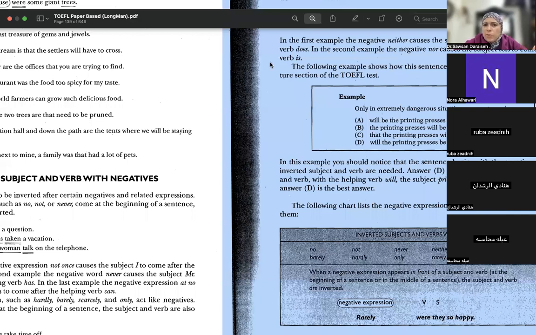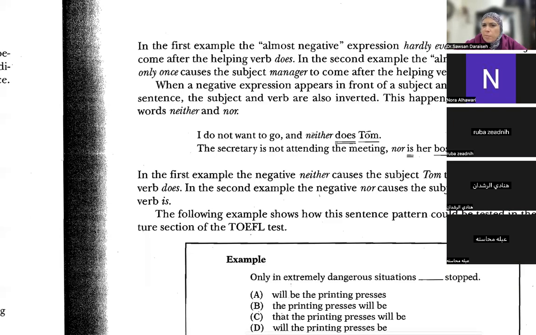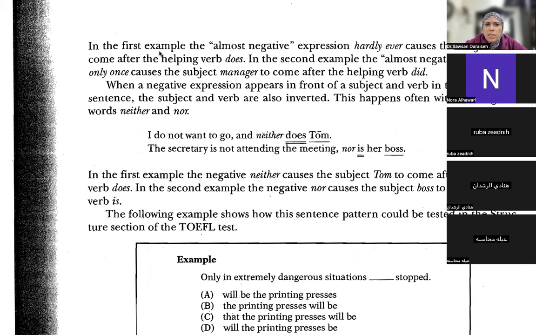In the first example, the almost negative expression, remember hardly ever? What about hardly ever? It causes the subject he to come after the helping verb does. So does and then he. Does he, we say, hardly ever does he, right? In the second example, the almost negative expression, we call it almost negative. Only once, فقط مرة واحدة, causes the subject manager to come after the helping verb did. يعني we had only once did the manager in the sentence, right?